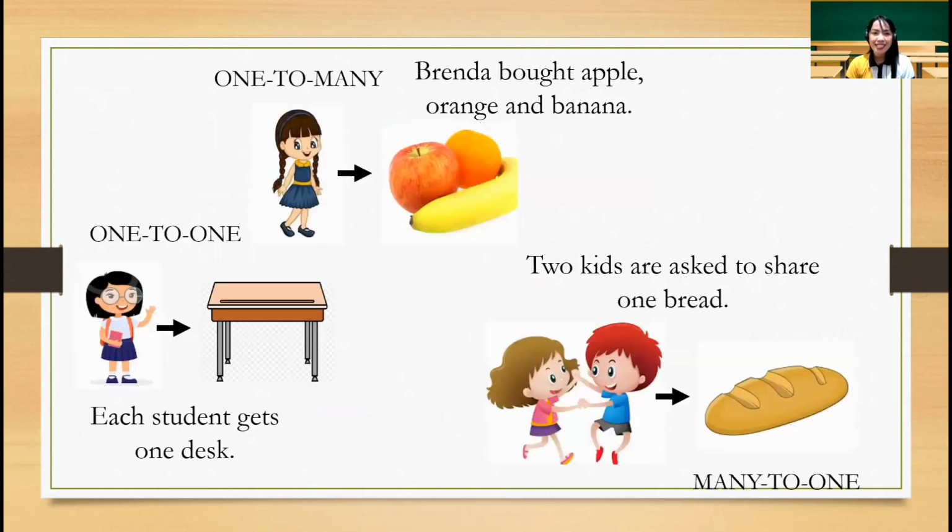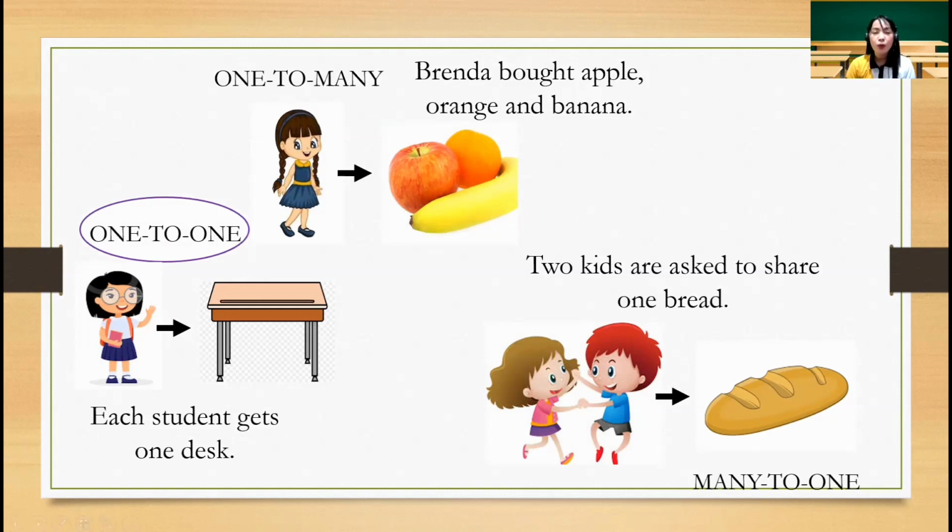Again, let's have these examples. One-to-one, one-to-many, and many-to-one. Which of these are functions? One-to-one. Does it satisfy the given definition? One element in the first set should be paired to one element in the second set. So one student to one desk. One-to-one is considered as function. One student is paired to one desk only in the second set.